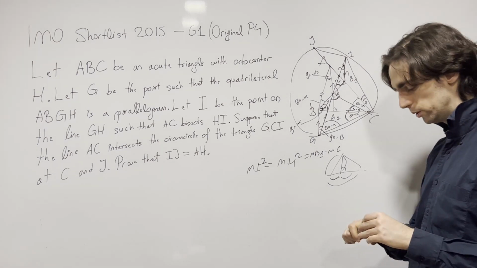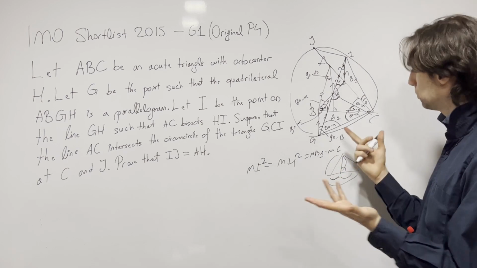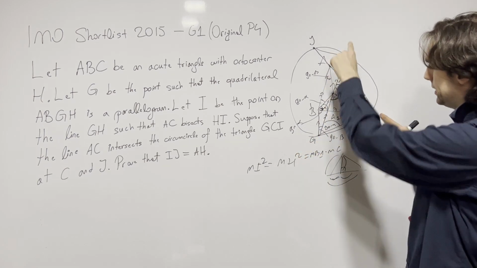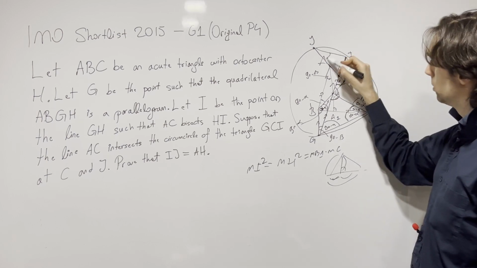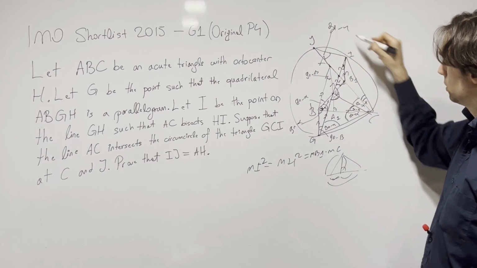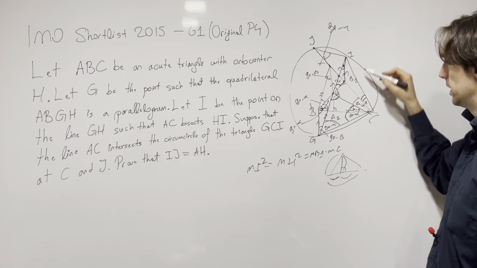So what do we do? We need to calculate, let's see, what do we have? We have IC, we have the angle here is 90 minus gamma. So this angle right here is also 90 minus gamma because it's equal to this angle.